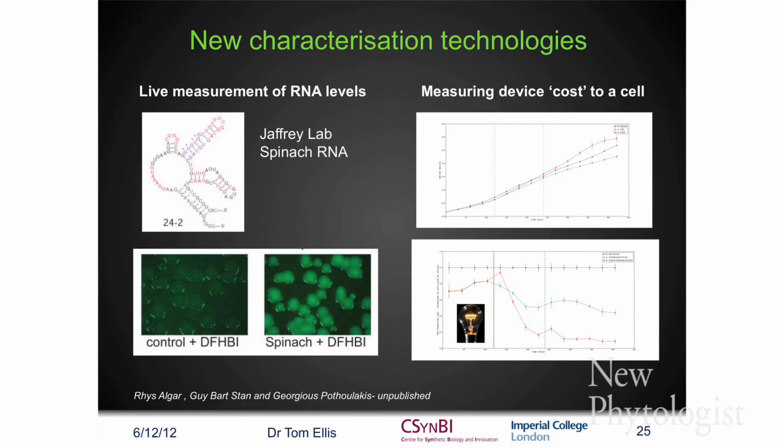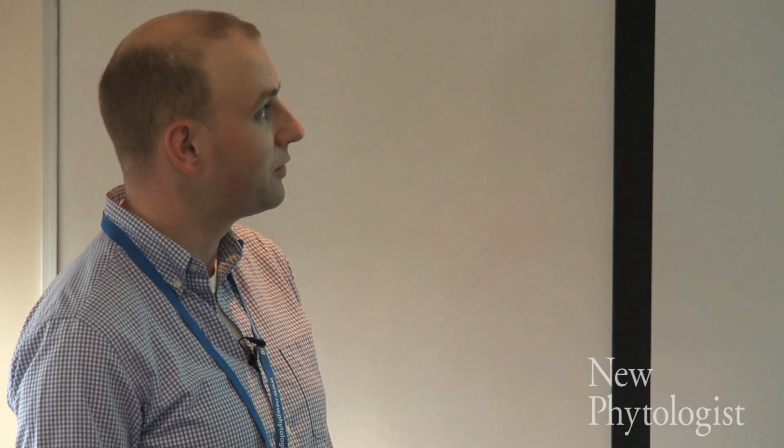We're also starting to work with some new characterization technologies. This is not published yet, but just to give you a hint of what might come, we're looking now at live measurements of RNA levels using this Spinach RNA motif that the Jaffrey lab reported last summer, which allows you to have fluorescence measurement in E. coli based on the presence of the RNA. So it's a mimic of GFP, but it's actually an RNA structure that's useful for us in terms of characterizing the different control parts of gene expression.